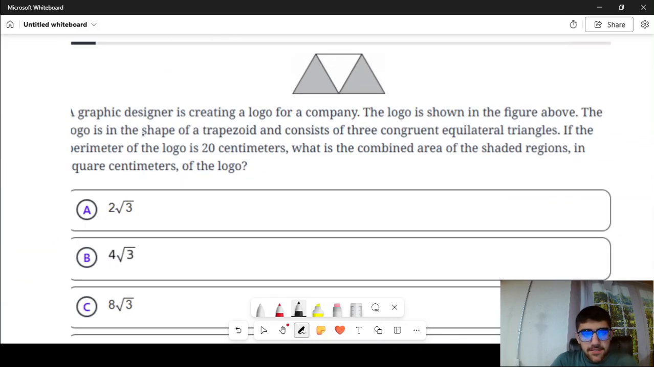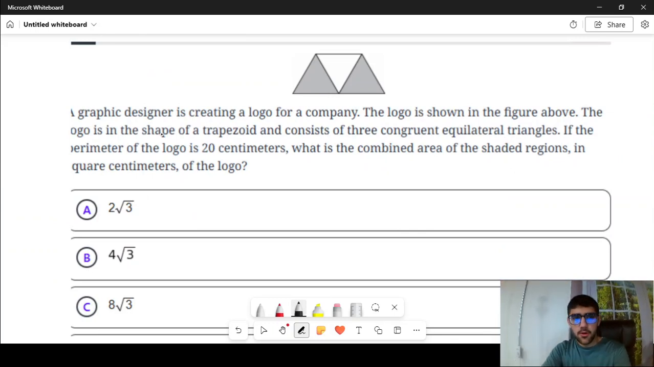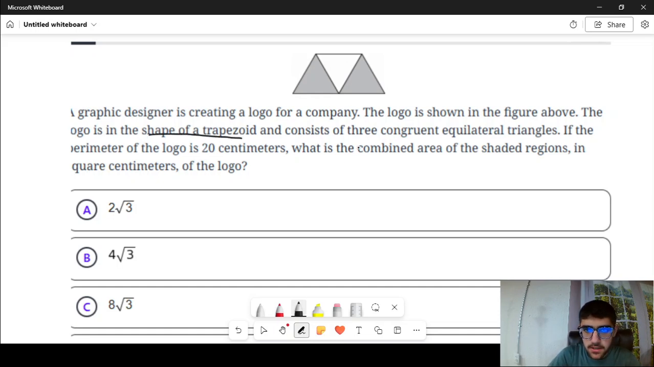So this one says, a graphic designer is creating a logo for a company. The logo is shown in the figure above. The logo is in the shape of a trapezoid and consists of 3 congruent equilateral triangles. So it's in the shape of a trapezoid, and all these are congruent. These 3 triangles shown in the diagram are all congruent and equilateral. If the perimeter of the logo is 20 centimeters, what is the combined area of the shaded regions in square centimeters of the logo?